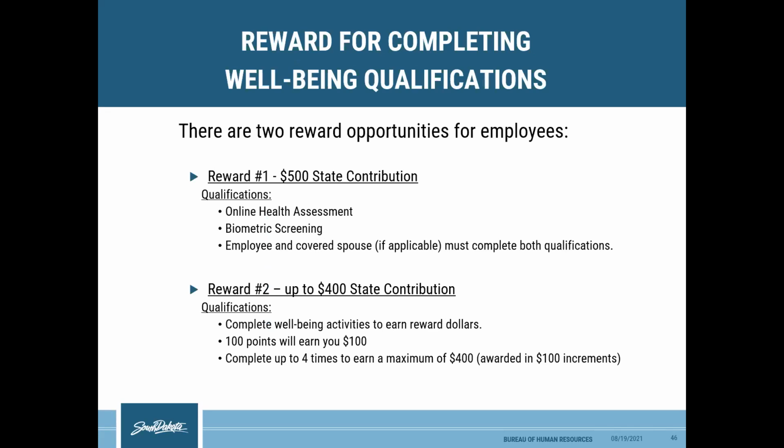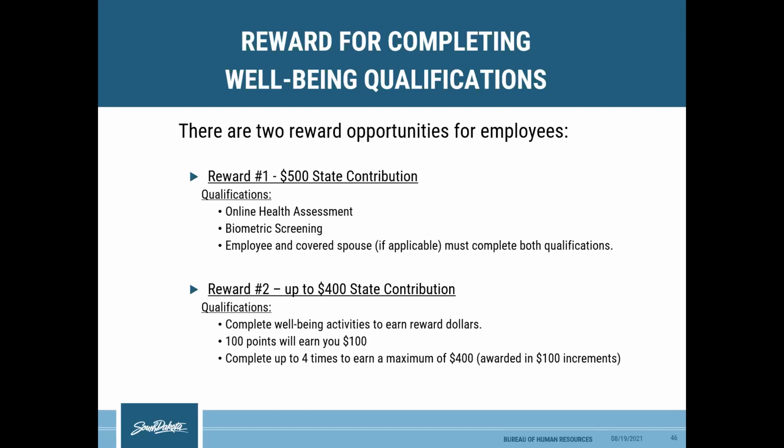So the reward for completing well-being qualifications, there are 2 different reward opportunities that we will be rolling out in September. The first of the 2 is a $500 state contribution, and the qualifications to earn this are completing that 10-minute online health assessment, completing your biometric health screening, and there's a couple of options how you can complete that. I'll talk about it in a minute. Both the employee and the covered spouse, if you choose to cover your spouse on the health plan, must complete both of these qualifications for the employee to earn the $500. So both must complete, but only the employee actually earns the dollars.